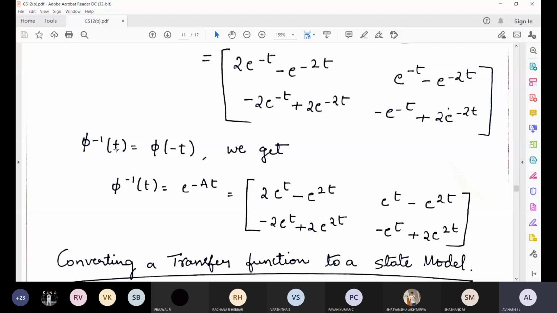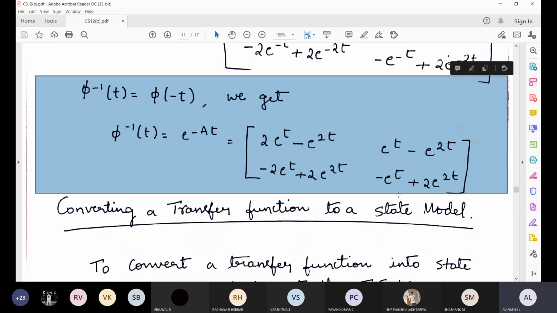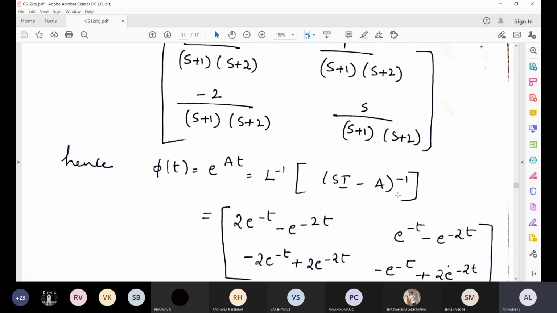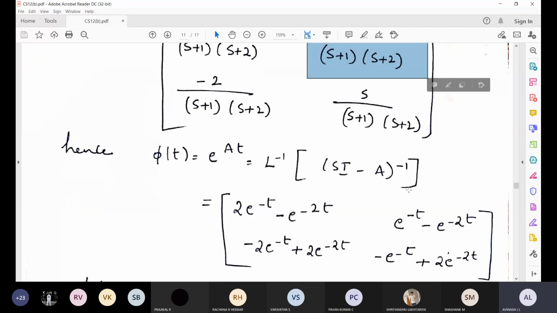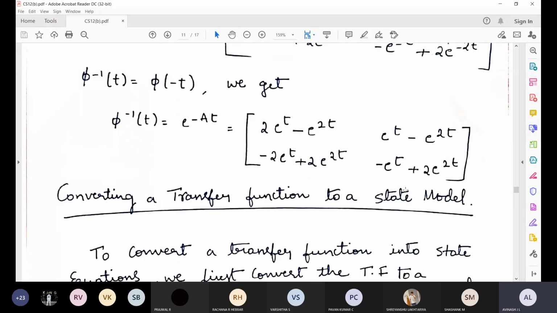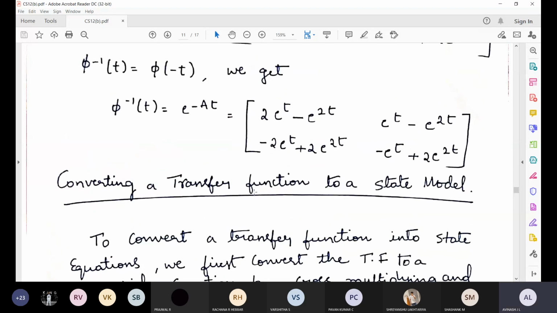Similarly, lastly, we can find the inverse of the state transition matrix in this particular form. Phi inverse of t will be equal to phi of minus t. So replace t with minus t, and we will get this particular answer. If you find difficulty in finding the inverse Laplace transform, you need to use the partial fraction method. Once we do the partial fractions, we will get it like this. So that is the first.